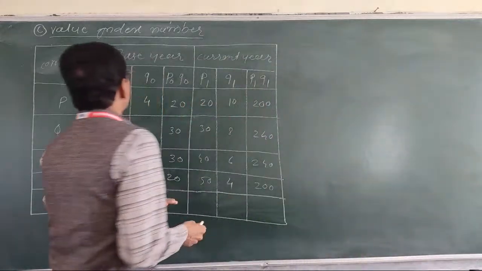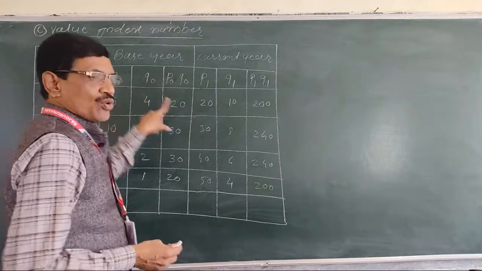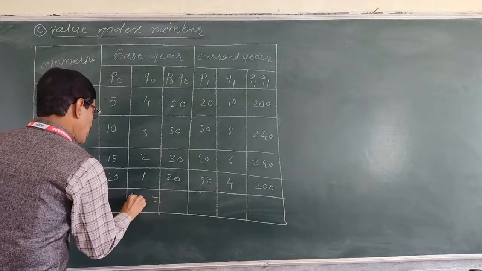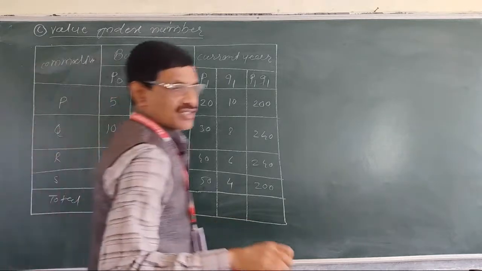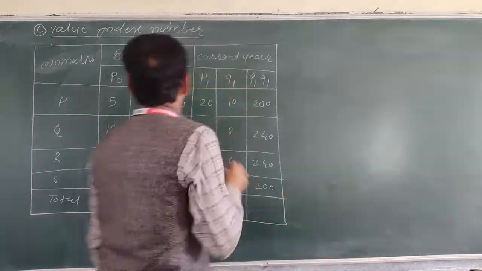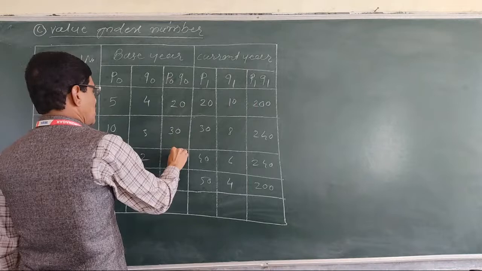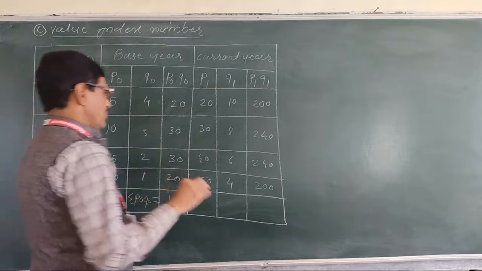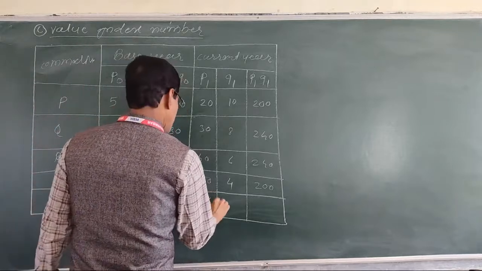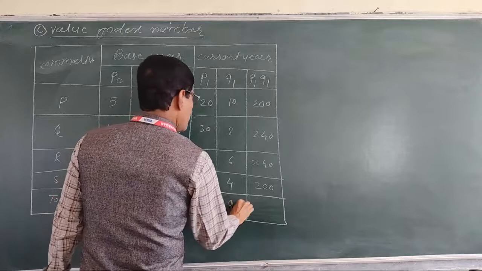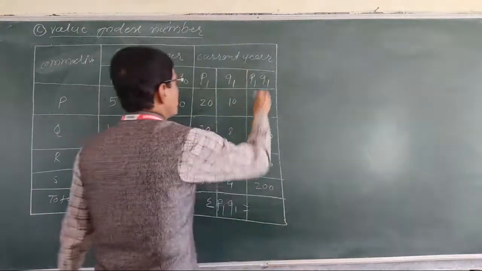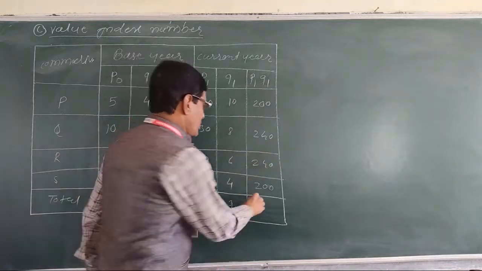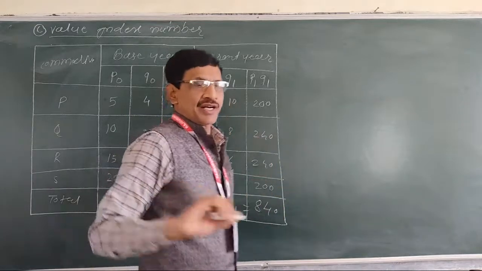Then summation P0Q0 means 20 plus 30 plus 30 plus 20, which is equal to 100, and summation P1Q1 means 200 plus 240 plus 240 plus 200, which is 840.